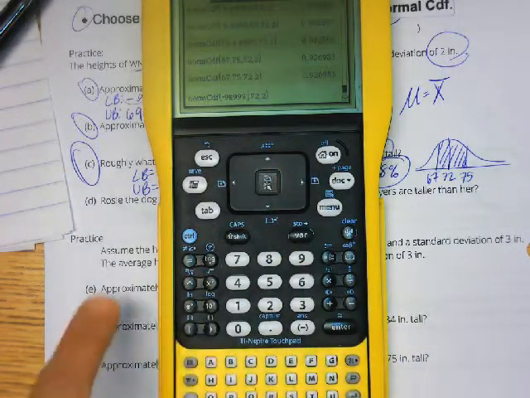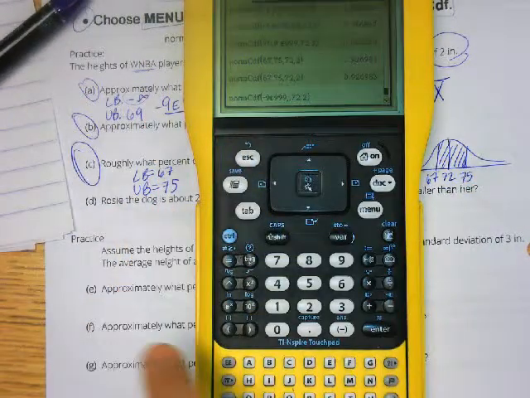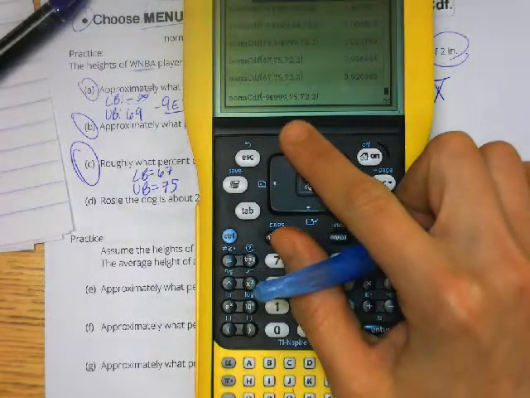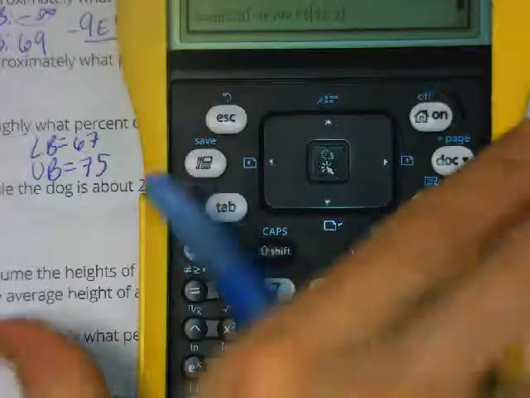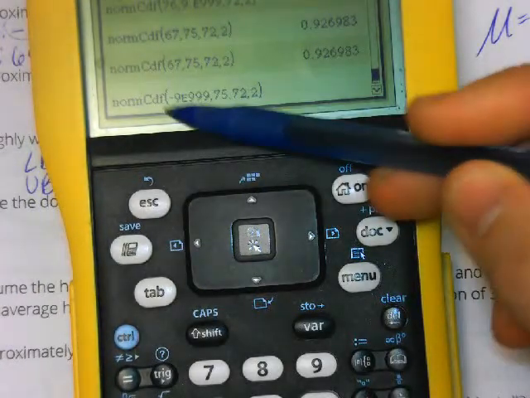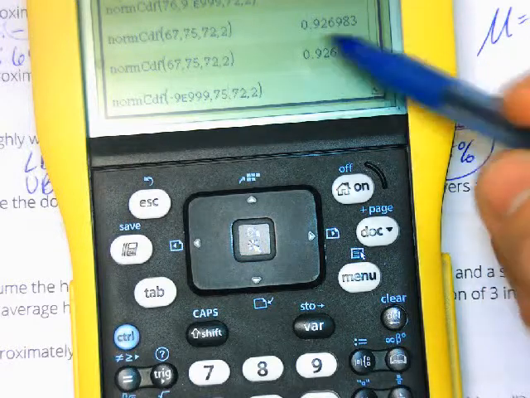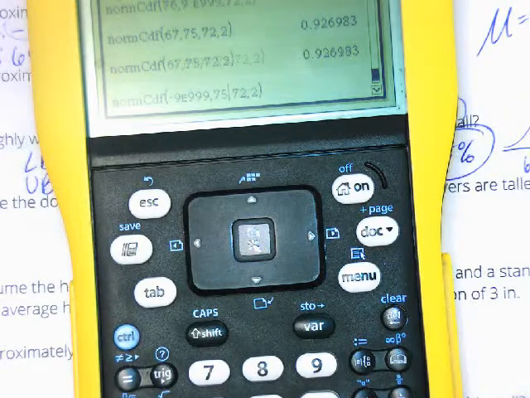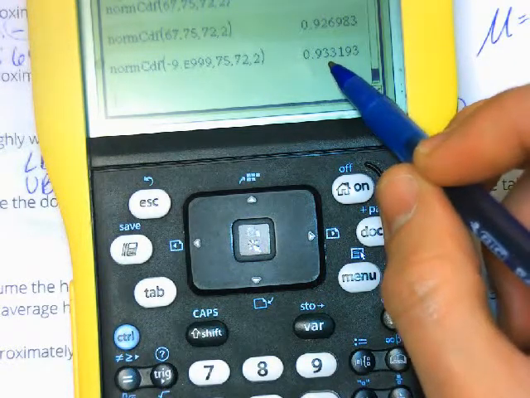comma, upper bound for this problem, 75. The upper bound is 75. The mean is still 72, and the standard deviation is 2. So let me zoom in so you can clearly see what's going on. Here's the lower bound of negative infinity. Here's the upper bound of 75. Here is the mean, and here's the standard deviation. So I push enter, and I get 0.933193.